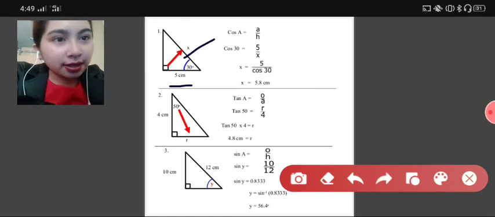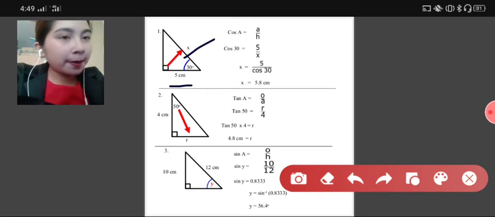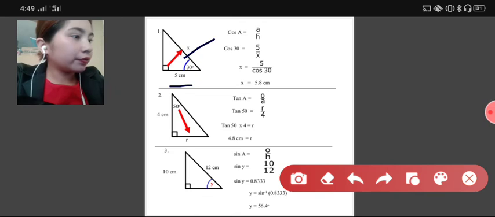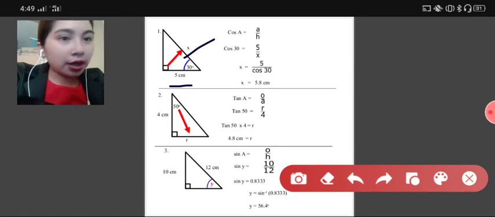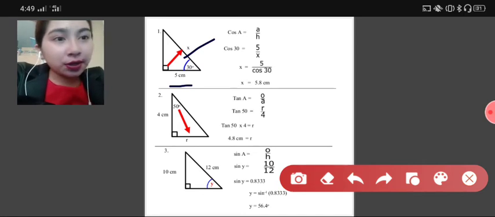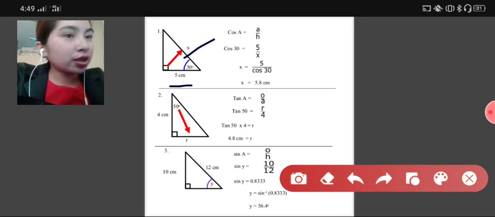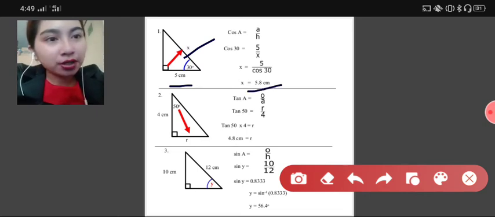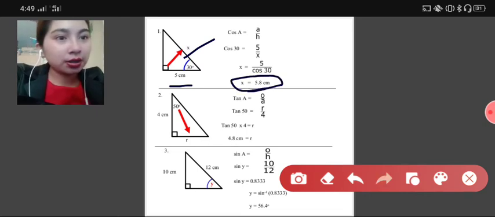Since ang x natin is cosine 30, divide mo lang siya. 5 over cosine 30 is lalabas yung sagot na 5.77. Since ira-round off natin siya, magiging 5.08 cm na siya.